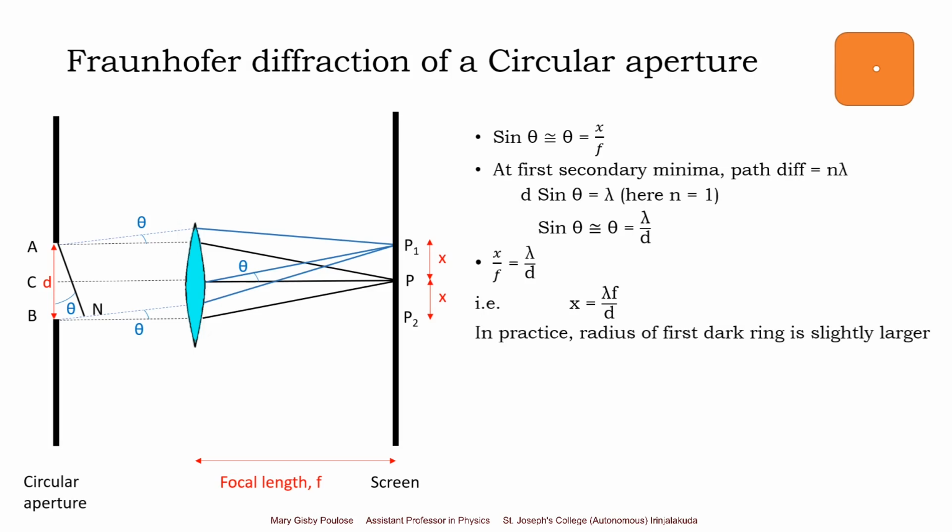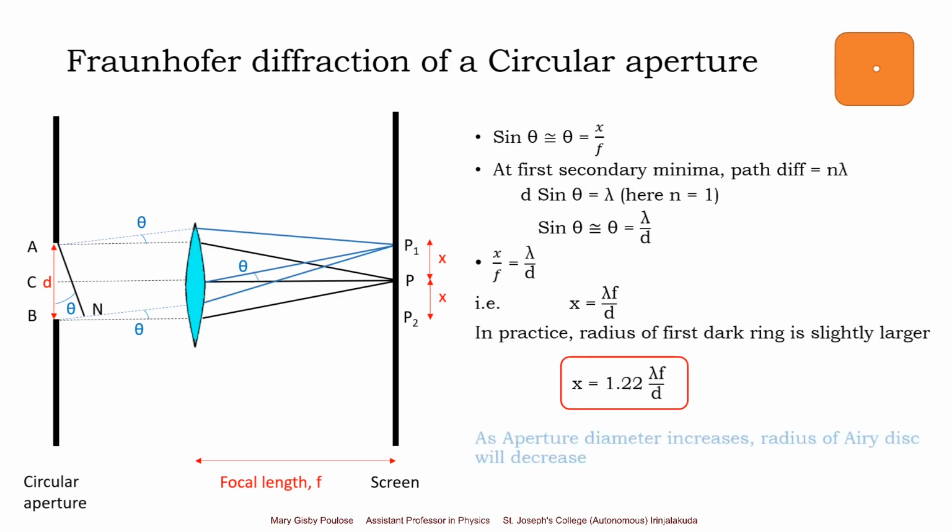But in practice, the radius of the first dark ring is slightly larger. Hence, we give appropriate corrections, and the expression obtained is x is equal to 1.22 lambda f by d. And this is an important equation. From here, we can infer that as the aperture diameter increases, the radius of the Airy disk will decrease.